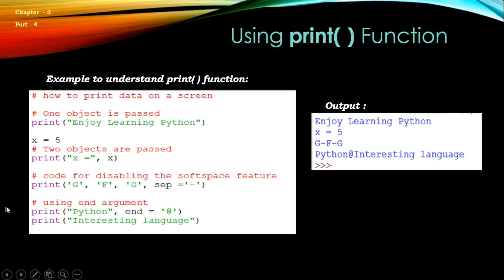Now let's see the third print, g f g, and I have given one parameter, sep is equal to hyphen. So what is the output? g dash f dash g. Now for the last two, you can see here Python and end is equal to at the rate. No new line is given, only at the rate. So these two lines will come together, first Python, then at the rate. No parameter is given for changing the line, so automatically the next line will continue with the previous one, that is Python at the rate interesting language. So this way we will get the output.